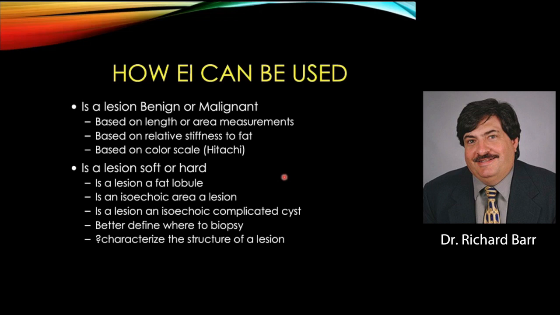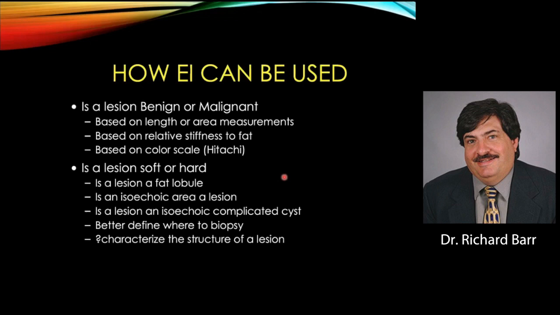So whenever you have a palpable lesion and you can't see anything on B mode, always turn on elastography. You may be amazed at what you find. We're finding now, particularly that we have the Bullseye Artifact, there are a lot of isoechoic complicated cysts. And I think it's important to know where to do a biopsy.